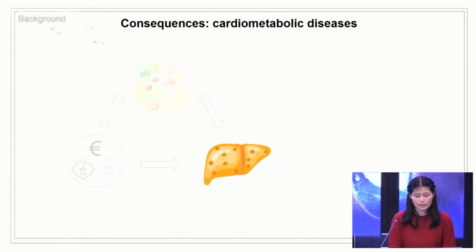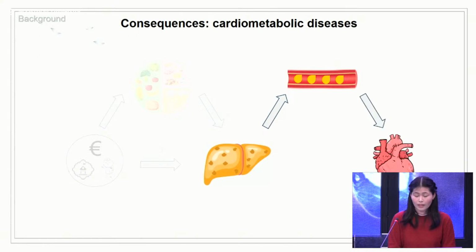As NAFLD is the liver expression of metabolic syndrome, it can also lead to some other metabolic diseases. For example, NAFLD patients usually have a lot of fat in their blood, while a high level of blood lipids is a well-known risk factor for cardiovascular disease. So NAFLD patients may also have an increased risk of developing cardiovascular diseases.